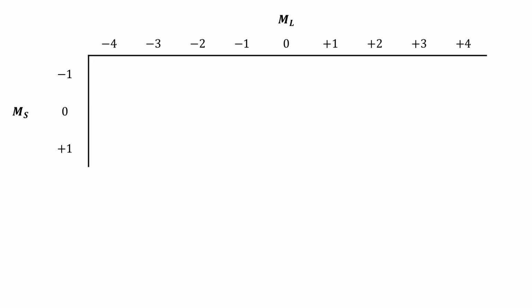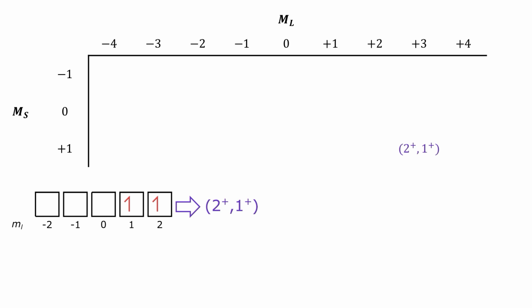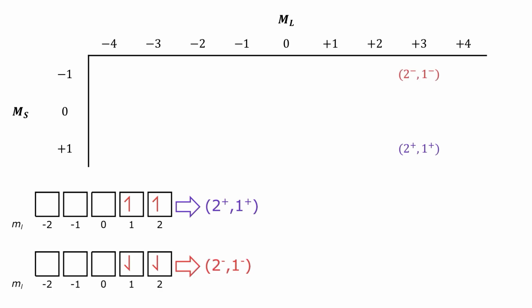The best way to do this and keep track of everything is to make a table, with ml values along the top and ms values down the side. The microstate that we have already defined is this one, and we can say that it has a capital ML value of plus 3 and MS value of plus 1. What happens if we put the electrons in the same position but spin down? This will give the same ML value but a different MS value.